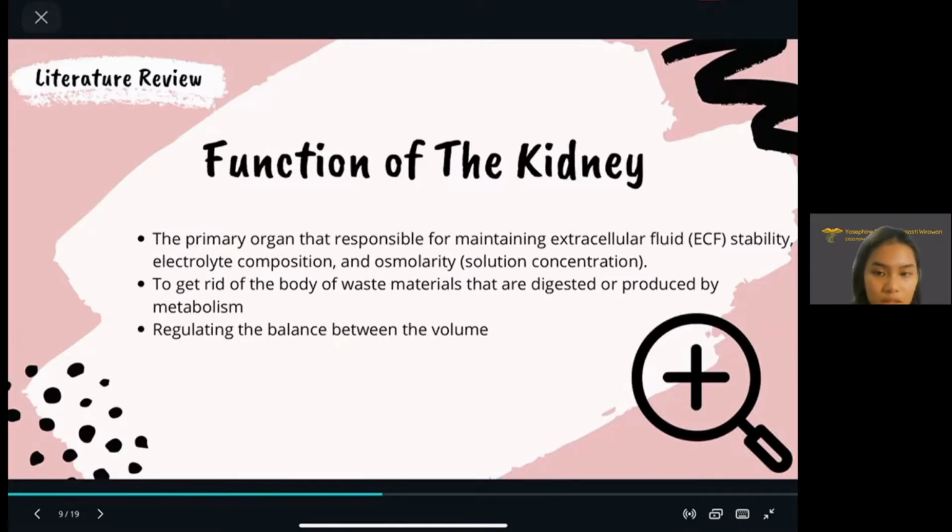In addition, the kidneys function to get rid of the residual waste of the body that is digested or created by metabolic reactions. The kidneys also play a role in regulating the balance between the volume of electrolytes in body fluids. This regulatory function maintains a stable environment in the body that is important for cell performance. The kidneys have the following functions, most of which contribute to homeostasis.